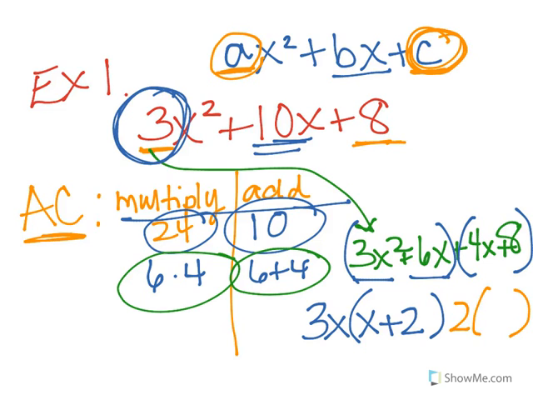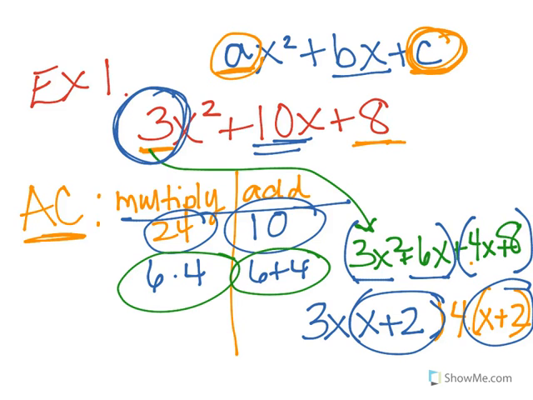I'm sorry, I can pull out a 4, not just a 2. I can pull out a 4 because both of these are divisible by 4. So 4x divided by 4 is going to give me an x, and 8 divided by 4 is going to give me a 2. And when I pull out numbers and do the greatest common factor, these should always match up, okay?